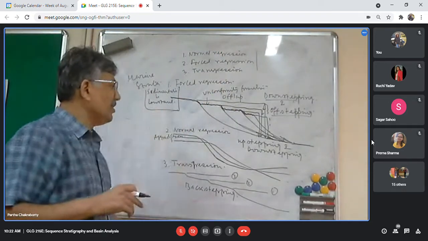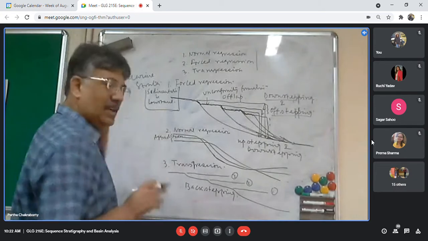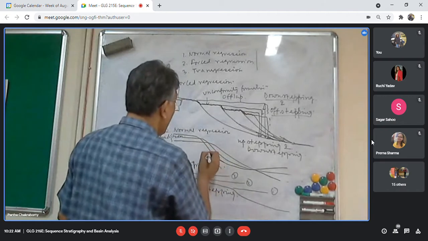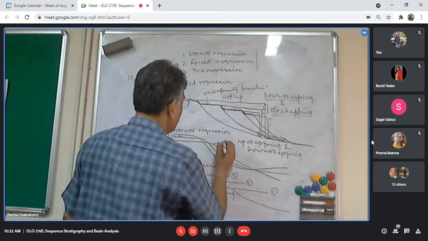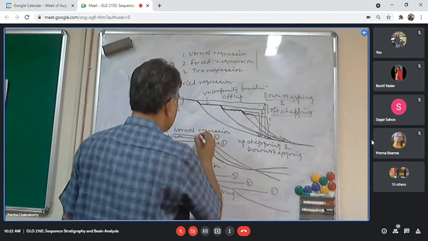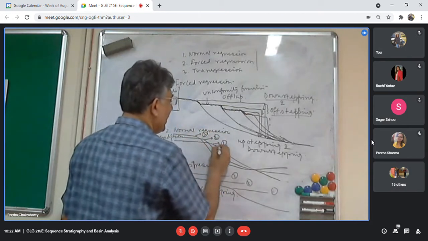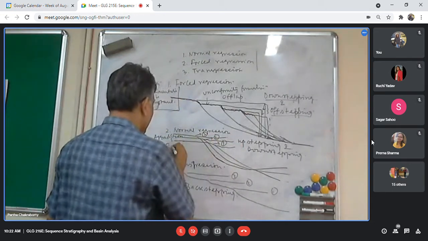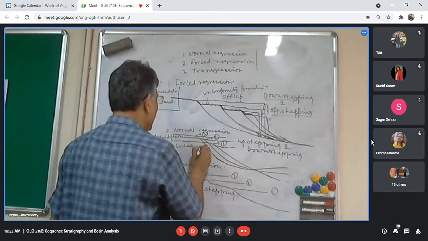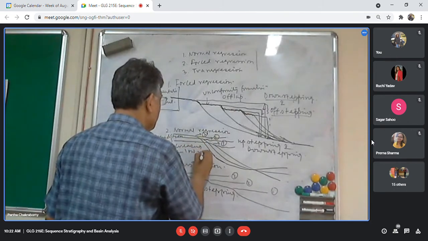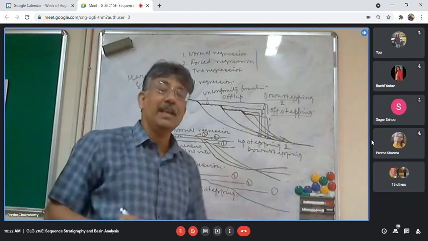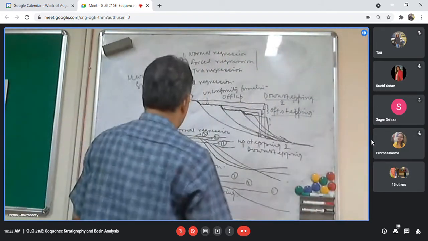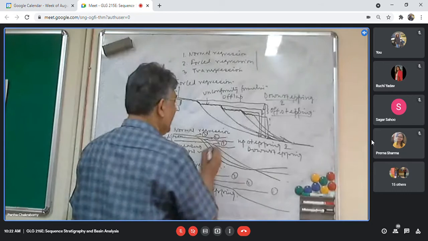Now come on to normal regression. Sedimentation is constant. Now what will happen? This is 1, this is 2, this is 3. Successively your accommodation is increasing, but increasing at a low rate. The base level is not falling; it is rising at a low rate. So what will you be getting? You will be getting upstepping.